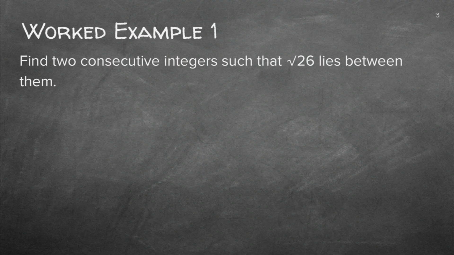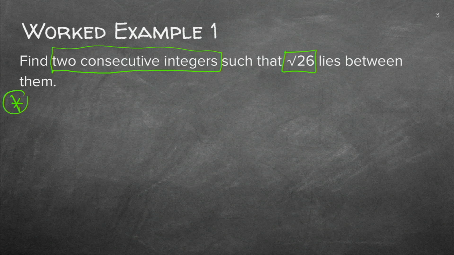So the first example needs us to find two consecutive integers. So that is the key of this question. All right, two consecutive integers such that the square root of 26 lies between them. So the first thing that you need to do is to really understand what is the value of the square root of 26. And sometimes, you know, you won't be allowed to use a calculator.